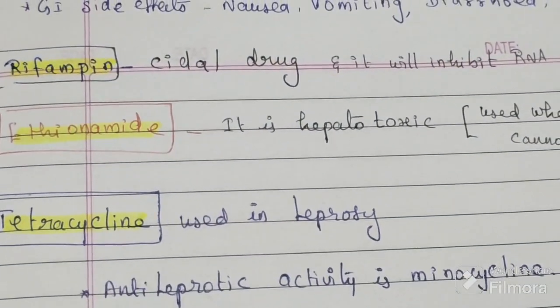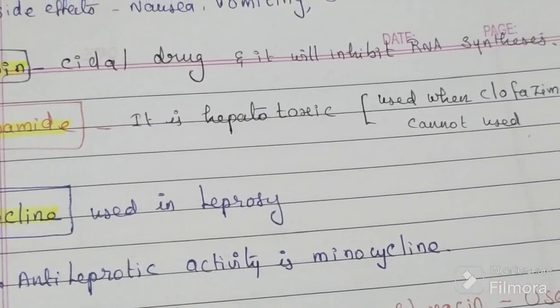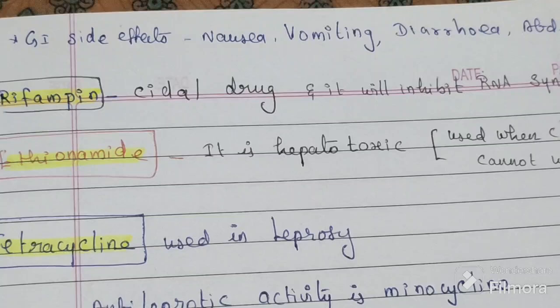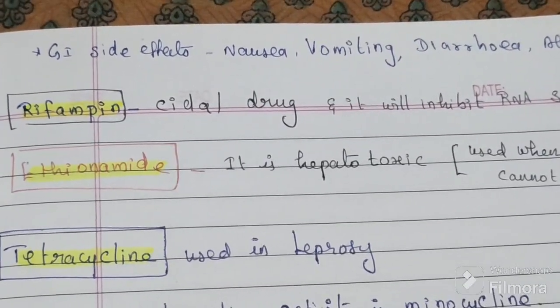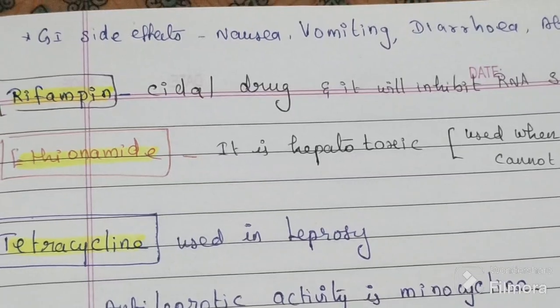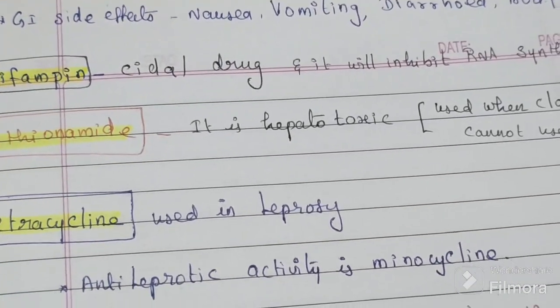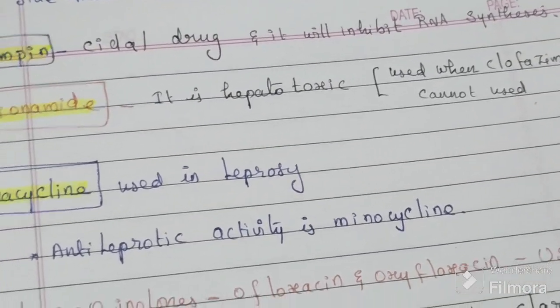Next, rifampin. It is a cidal drug. It will inhibit RNA synthesis. Ethionamide is used when clofazimine cannot be used, but it is hepatotoxic.